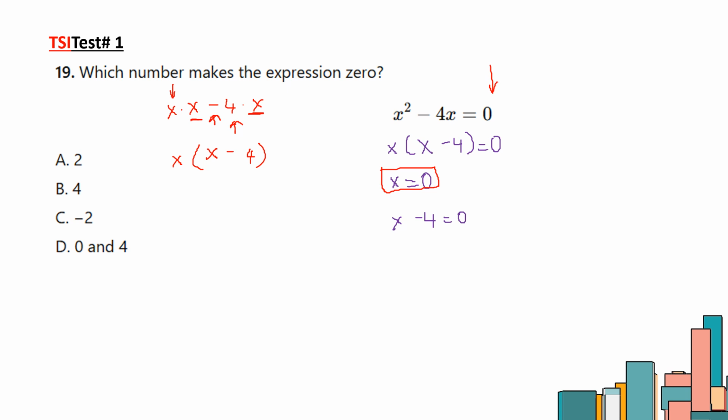Now we solve x minus 4 equals 0. You add 4 to both sides, then you're done with the question. x equals 4. So we have two answers: x equals 0 and x equals 4. D is the correct answer.